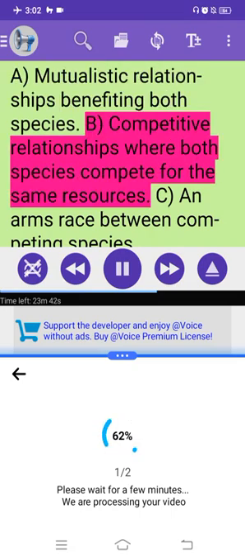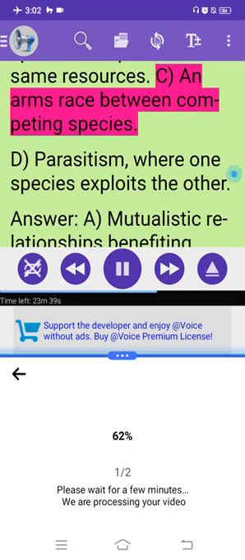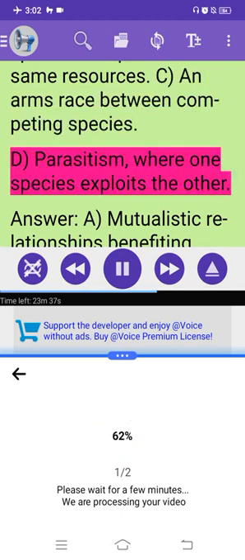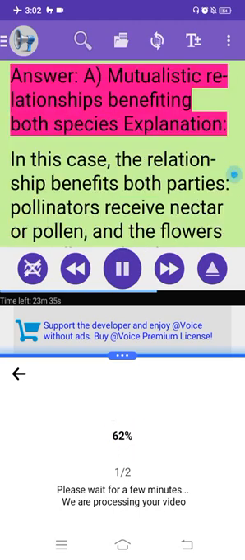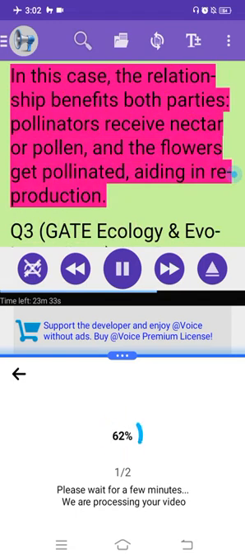B. Competitive relationships where both species compete for the same resources. C. An arms race between competing species. D. Parasitism, where one species exploits the other. Answer, A. Mutualistic relationships benefiting both species. Explanation. In this case, the relationship benefits both parties. Pollinators receive nectar or pollen, and the flowers get pollinated, aiding in reproduction.